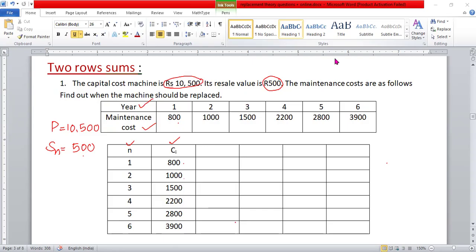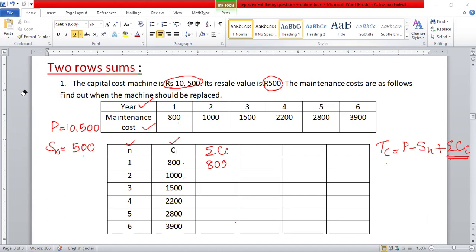Okay, fine. After that, we have to write the formula. Total cost is equal to P minus S_n plus summation of C_i. First we are going to calculate this one. Look at the formula, we can calculate very easily. First we need to calculate summation of C_i. What is summation of C_i? It's just the cumulative value. Cumulative value means first you write 800, then you add.